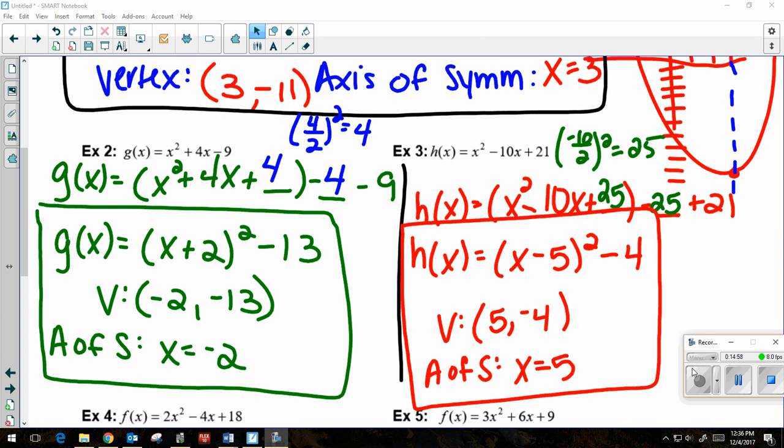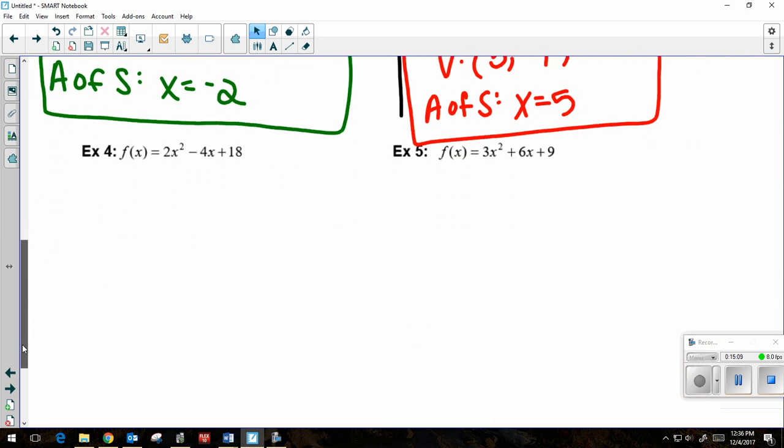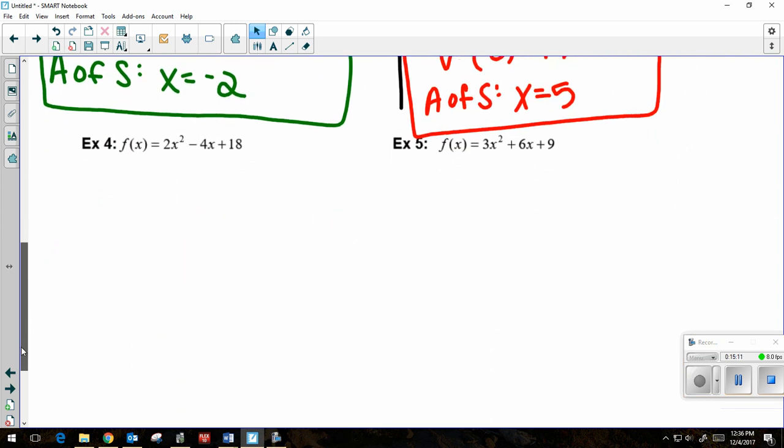So check your work for examples 2 and 3. You should have your equation in vertex form, your vertex, and your axis of symmetry. So now we're going to move on to example 4 together. If you need to, hit pause and try to find your mistake, and then you can hit play when you're ready to pick back up.